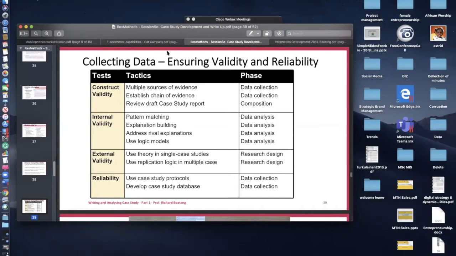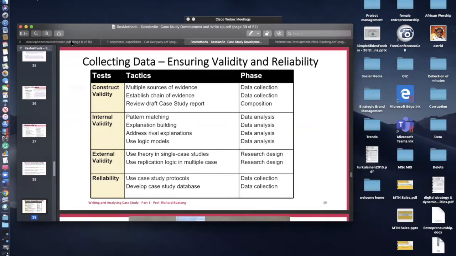Rival explanations just depict the fact that there could be other possible competing reasons why something is working or not working. So why don't you look at all the other reasons and not just one reason? And then when you get your analysis, you can rule out which of them tends to be much more plausible, much more evident, as what is operating or helping the woman run her business.